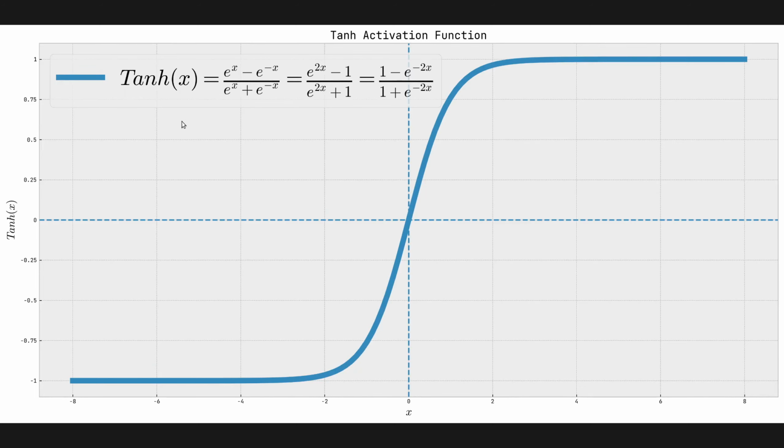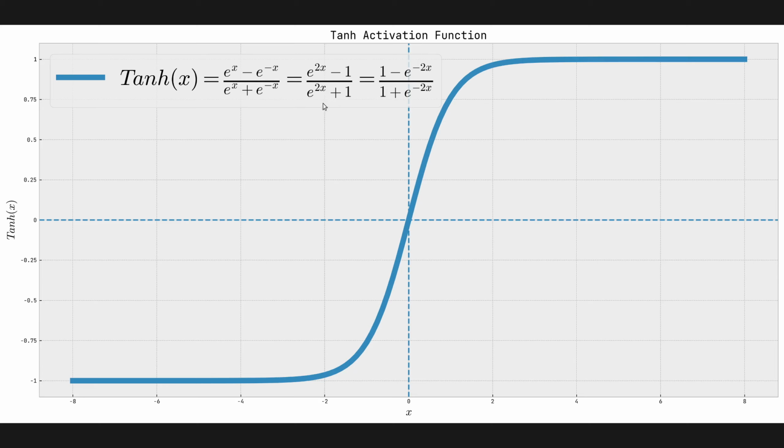Okay, so here's the tanh activation function. Here's its plot, and here's the formula. So tanh of x is e to the power of x minus e to the power of minus x over e to the power of x plus e to the power of minus x. Now we also have alternative representations, or alternative formulas, to the right, two of them. But the first formula is pretty much the only one we need to know.